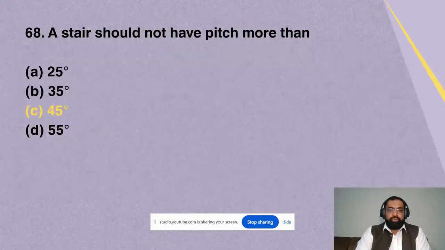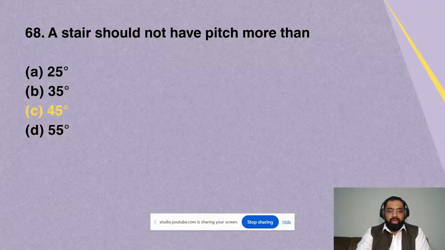68. A stair should not have a pitch more than: A. 25 degrees, B. 35 degrees, C. 45 degrees, D. 55 degrees. So that is 45 degrees. A stair should not have a pitch more than 45 degrees.